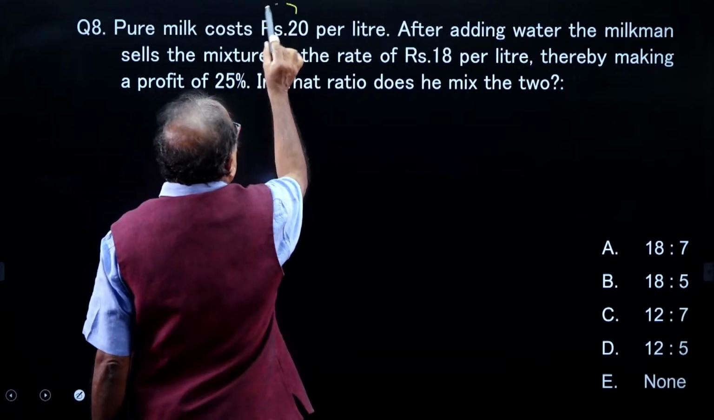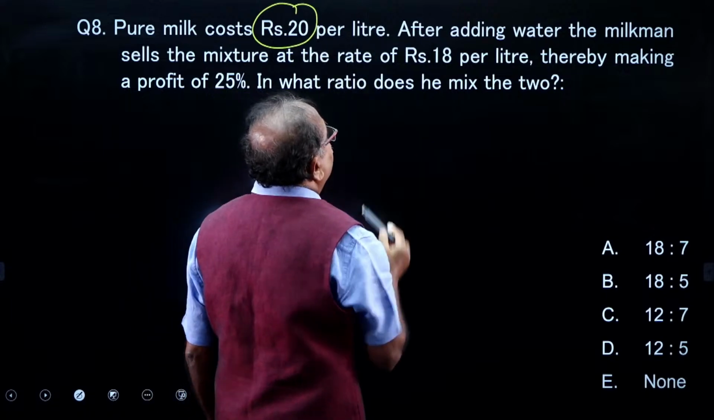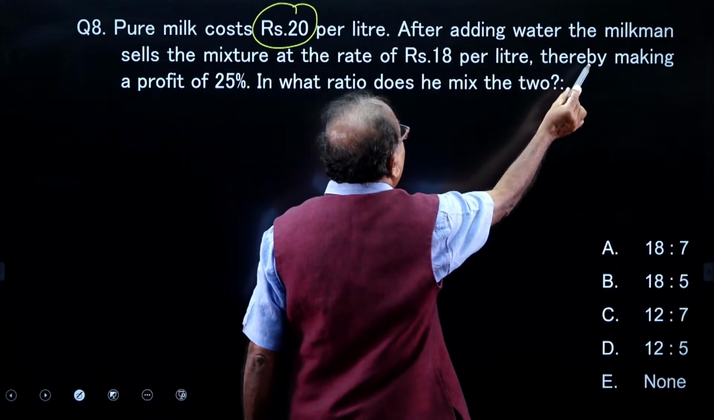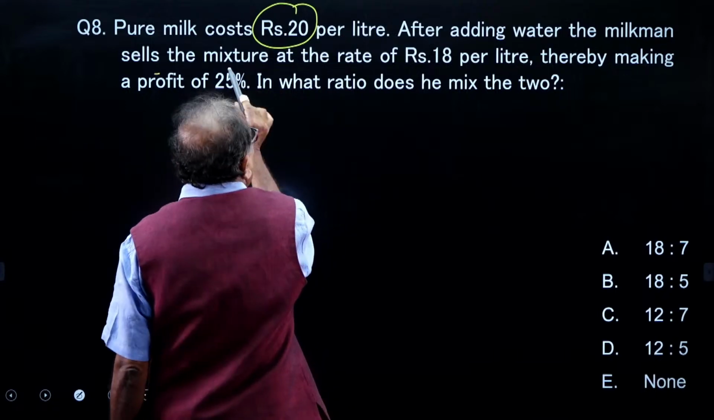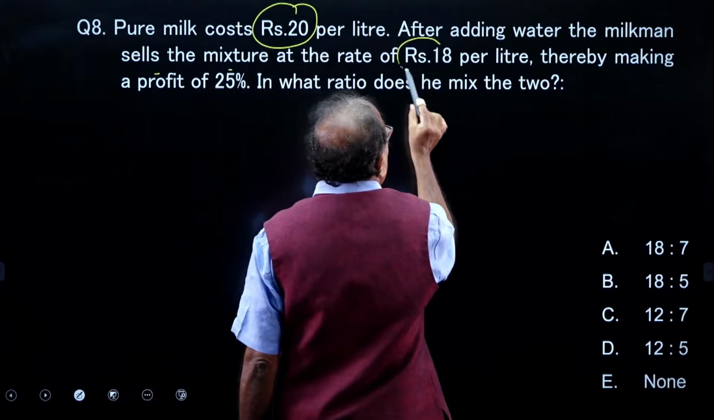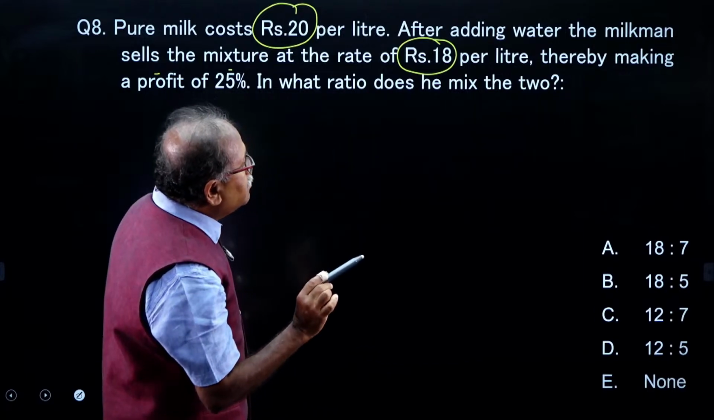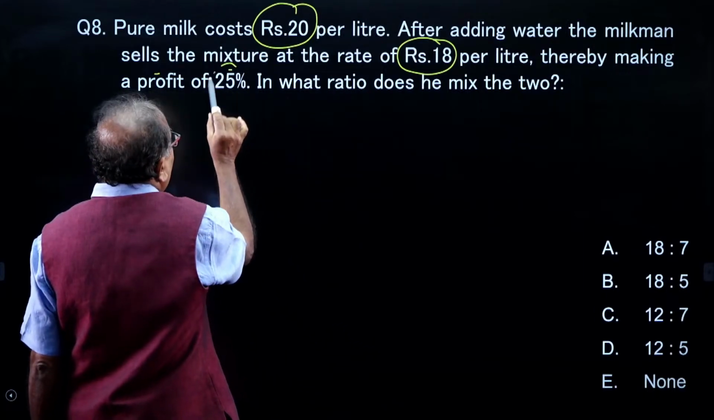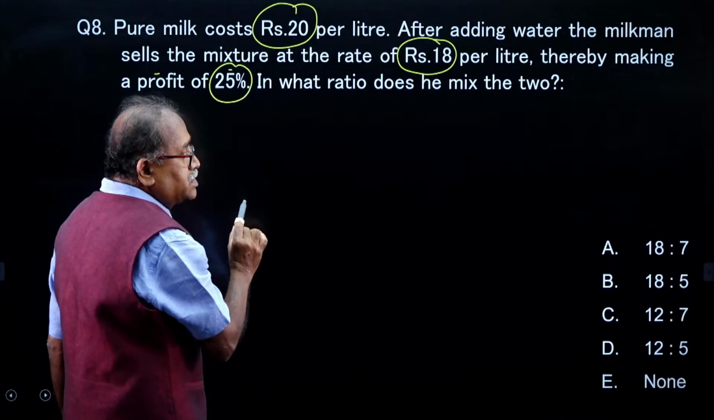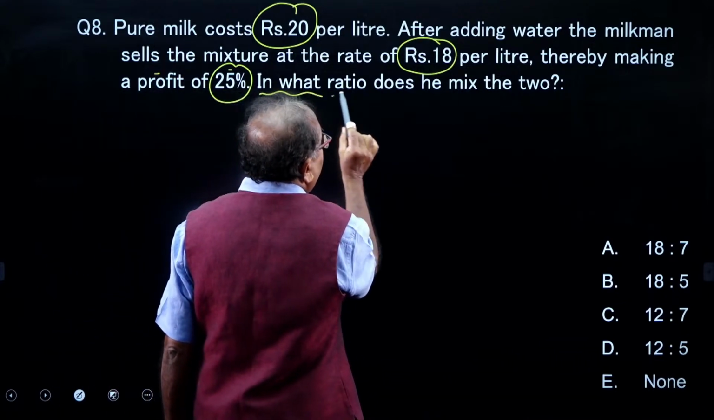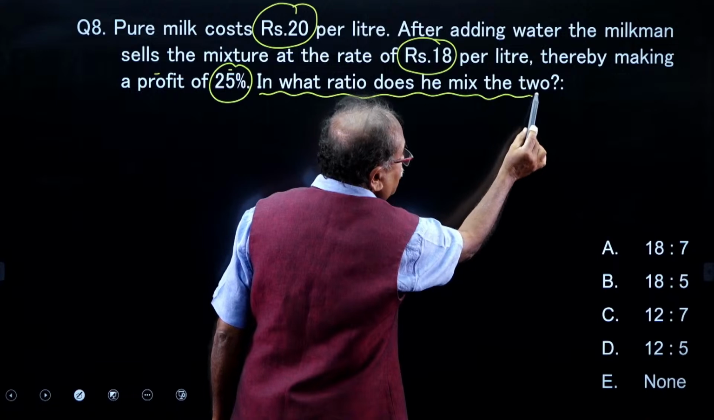Pure milk costs rupees 20 per liter. After adding water, the milkman sells the mixture at the rate of rupees 18 per liter, thereby making a profit of 25%. Fine. So, in what ratio does he mix the two?